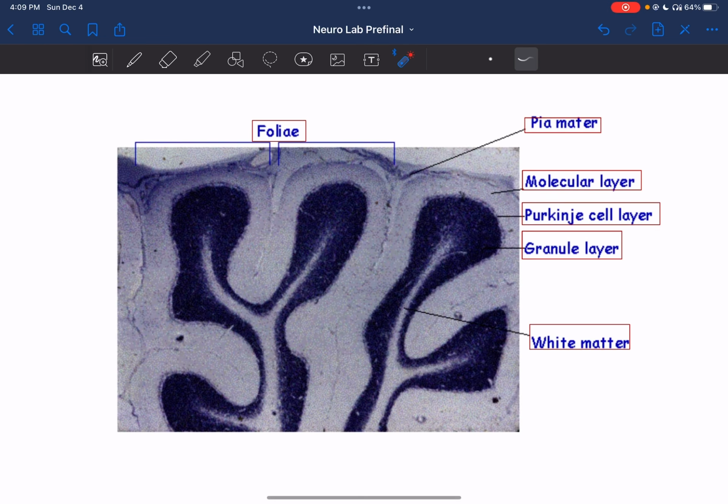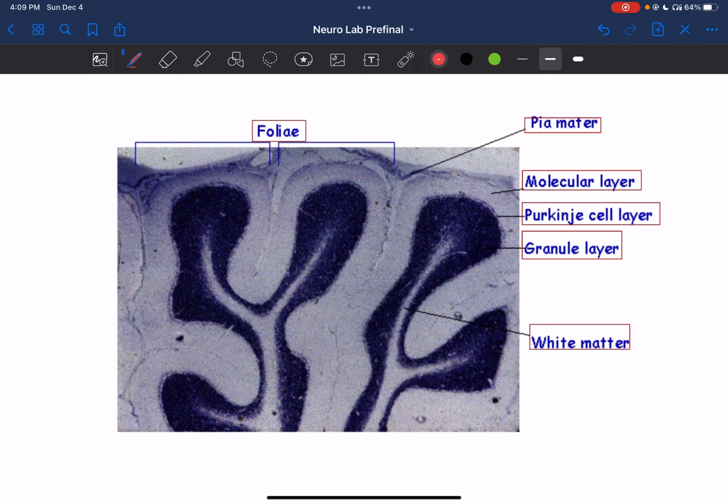Now this is the histological slide of the cerebellum. Cerebellum forms something called folia, which have a folded appearance. Okay, and that is covered by your pia mater here. Fine, pia mater. Now, as we descend down, we will have three important layers: your molecular layer M, Purkinje layer, which will have Purkinje neurons P, and then the granular layer, which will look granulated in appearance. And the innermost layer is your white matter.